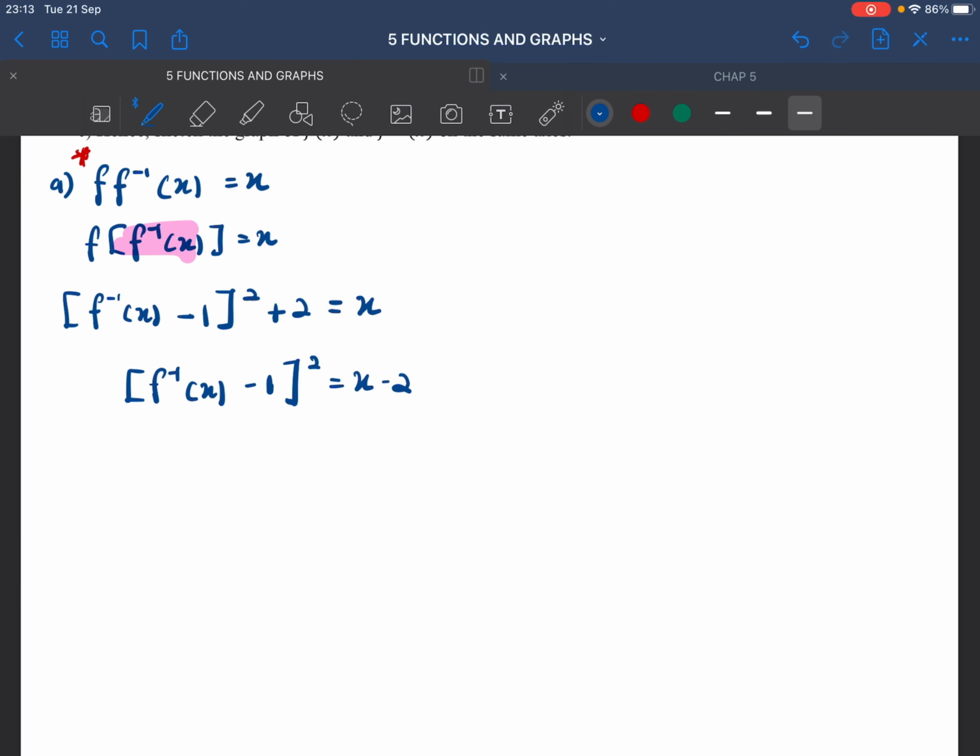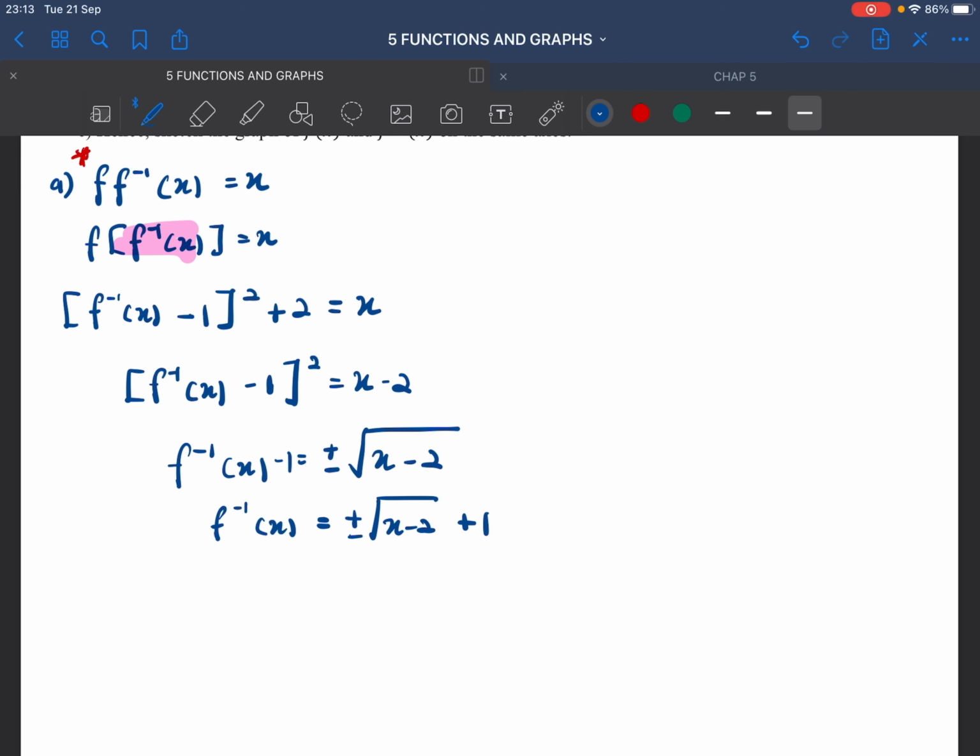And then we have square ni pindah sebelah, dia akan jadi square root. Square root je ke? Betul. Apa yang betul? Plus minus. Okay, plus minus x minus 2. Okay, so ada minus 1 kat sini. So we will have our f inverse x is equals to plus minus square root x minus 2 plus 1.